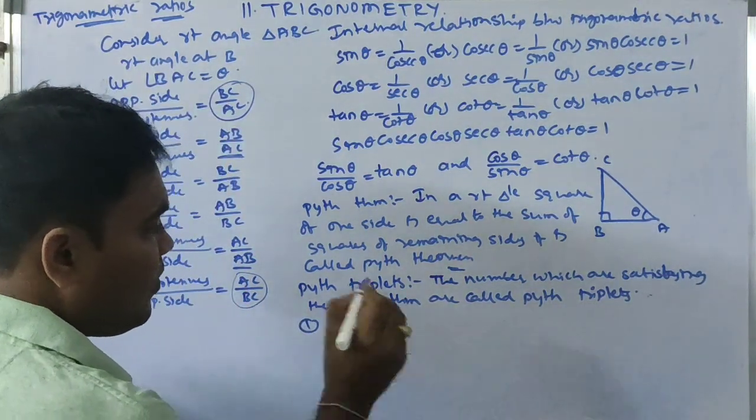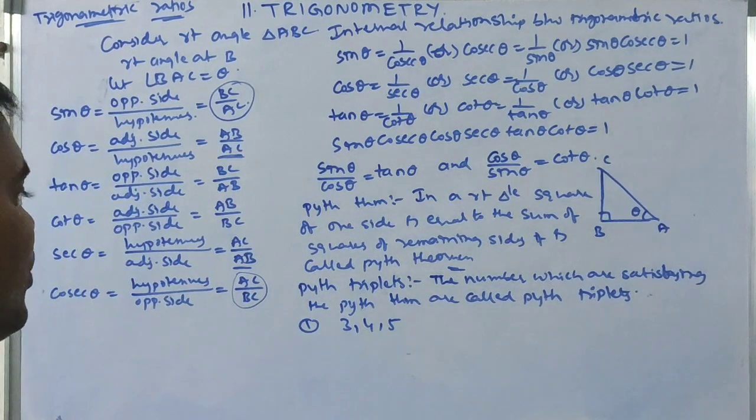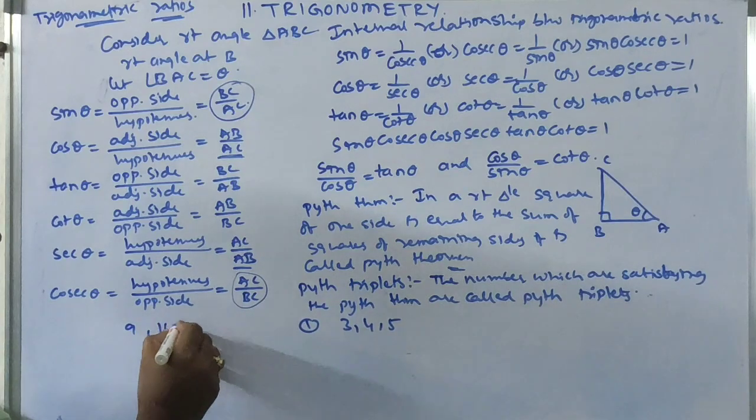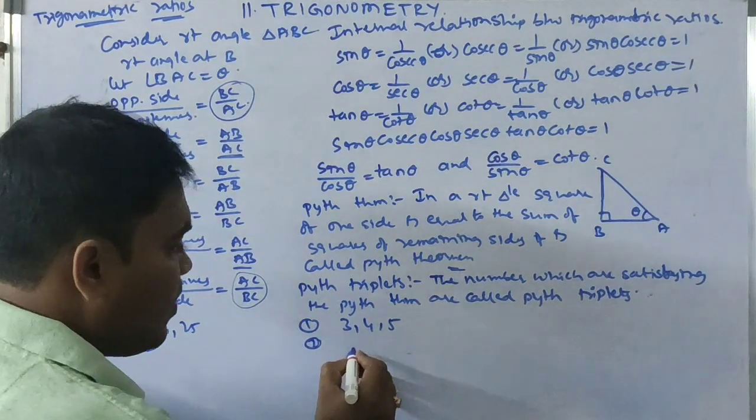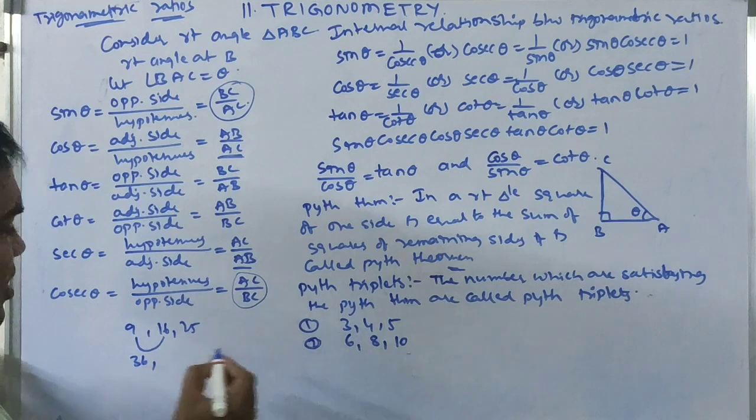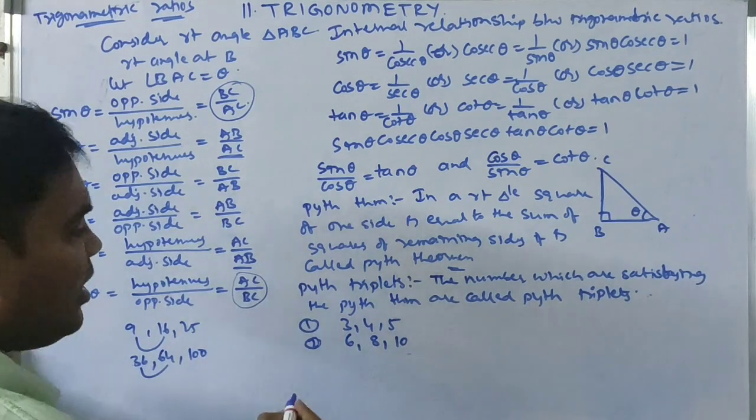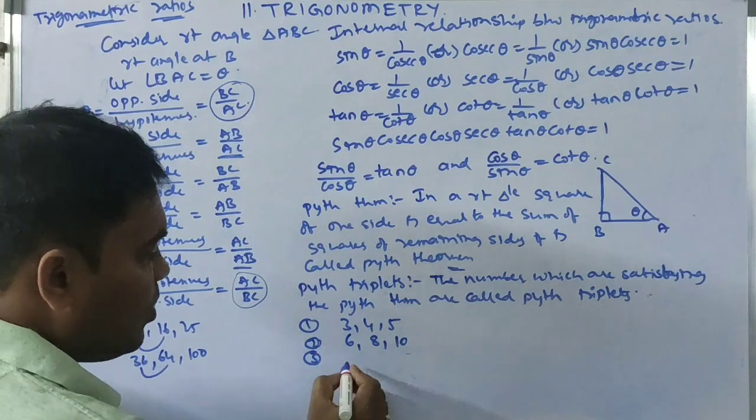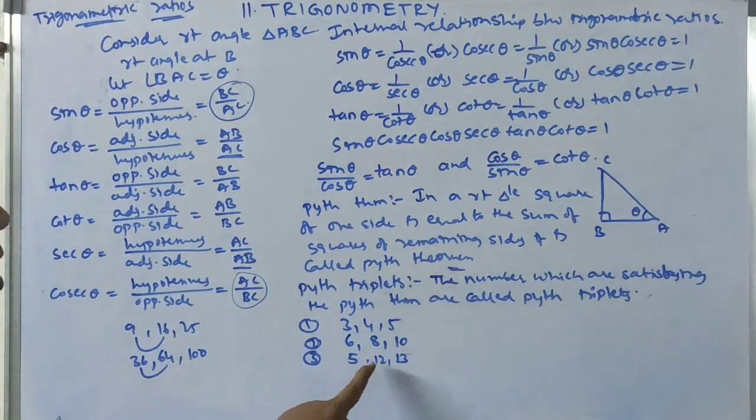3, 4, 5. 3 square is 9, 4 square is 16, 5 square is 25. 9 plus 16 equals 25. Another, 6, 8, 10: 36, 8 square 64, 10 square 100, 36 plus 64 adding gives 100. So 5, 12, 13: 5 square 25, 12 square 144, 13 square 169. So the sum of squares of these two is equal to this one.